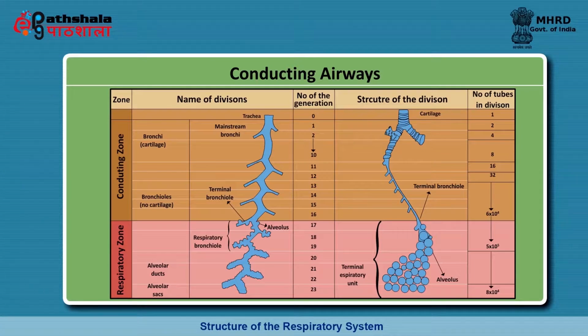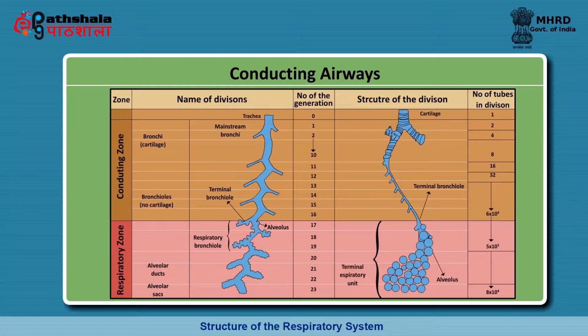In bronchioles, cartilage is totally absent. The smallest airways in the conducting zone are the terminal bronchioles. These bronchioles lack cartilage. Even then, the elasticity of the lung tissue maintains their patency and they are suspended in the elastic tissue of the lung parenchyma.